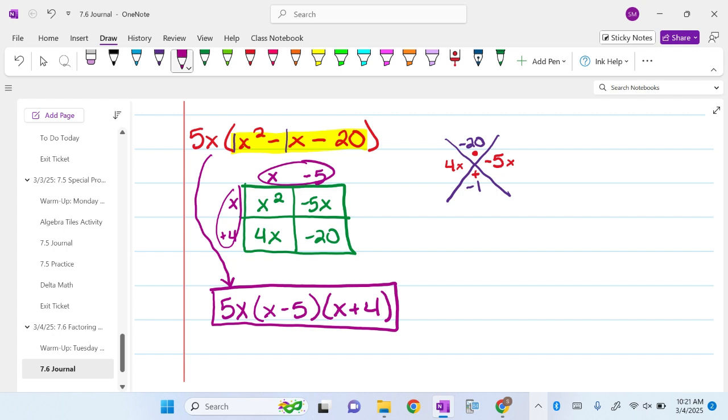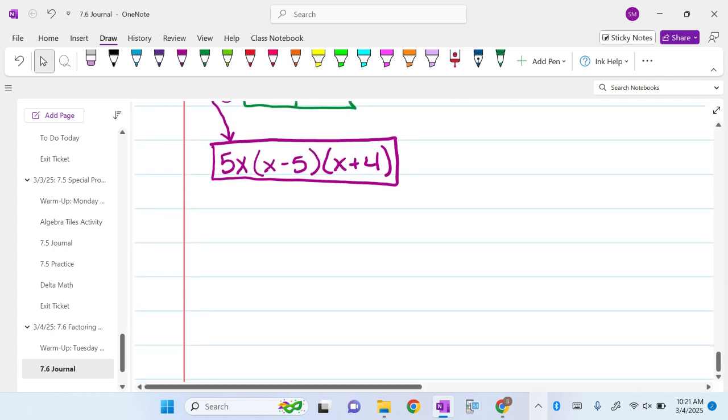So we bring down that 5x. So guys, the common mistake that I see with this is you forget to bring down the GCF. Always bring down that GCF. Circle it if you need to remember it. All right? Or highlight it, whatever you need to do to remember to bring that sucker down. Because the GCF is important in terms of factoring. It's not fully factored without that GCF.